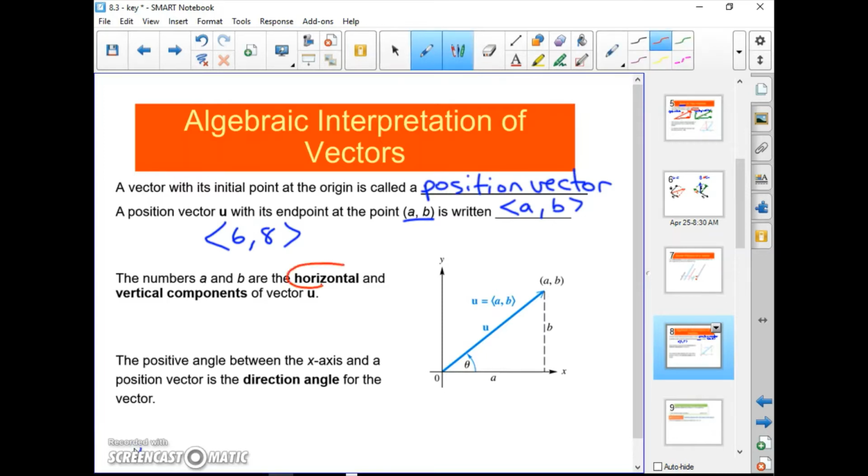They're going to ask you some questions about horizontal and vertical components. Just understand that when they talk about horizontal components, they're talking about the x number, and when they talk about vertical components, they're talking about the y number. That's going to be big.